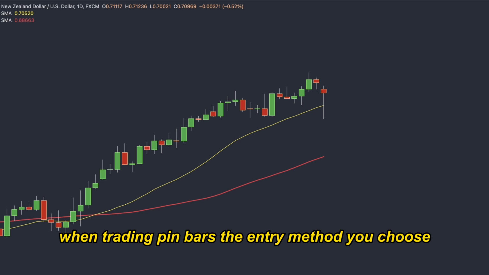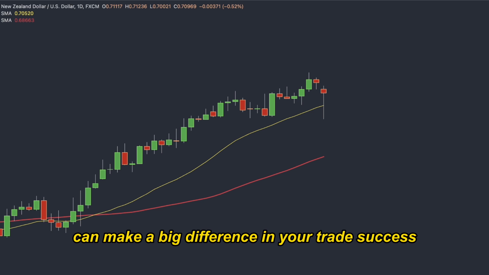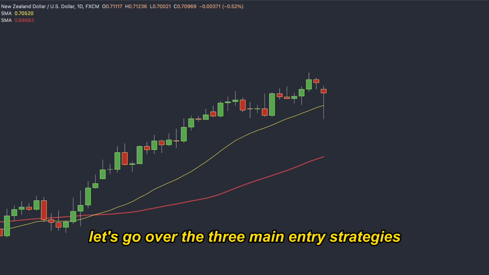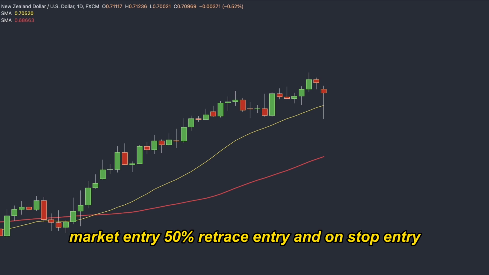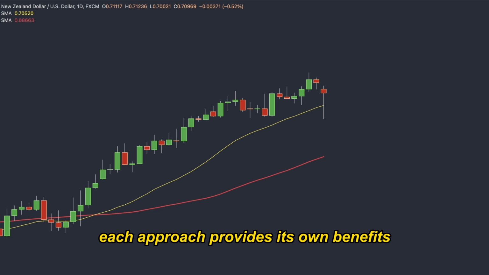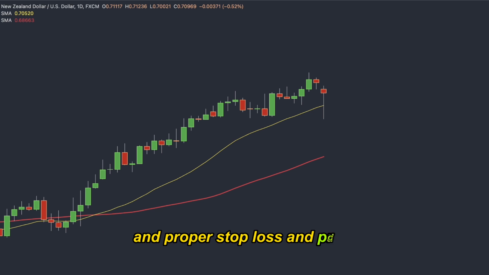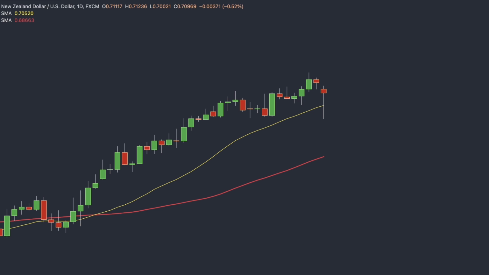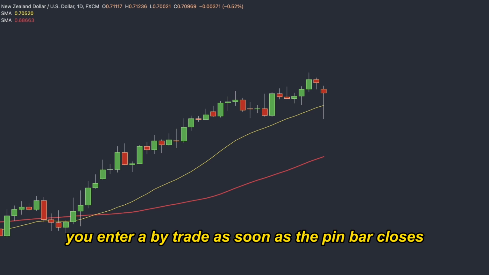When trading pin bars, the entry method you choose can make a big difference in your trade's success. Let's go over the three main entry strategies: market entry, 50% retrace entry, and on-stop entry. Each approach provides its own benefits, and proper stop loss and profit target placement is crucial for managing risk and maximizing reward. For a bullish pin bar, you enter a buy trade as soon as the pin bar closes.